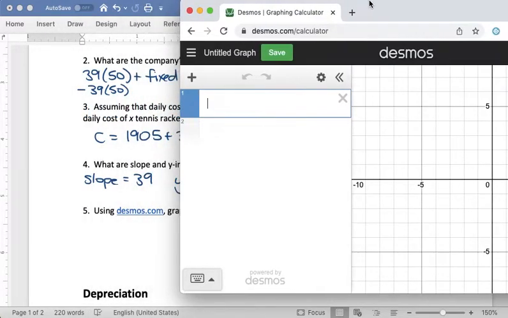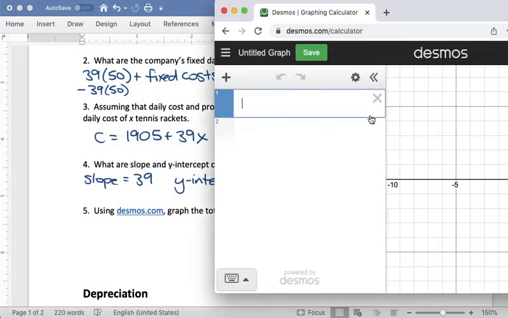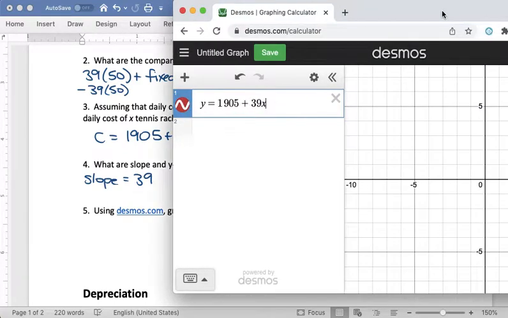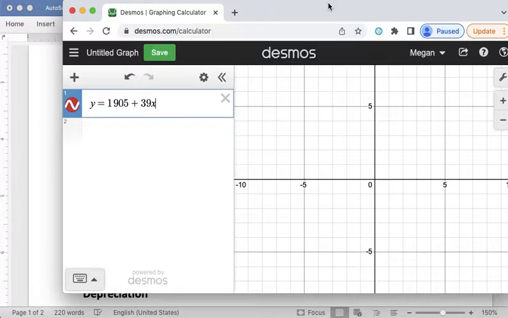So my equation here, I'm going to use y instead of c, but same idea, 1905 plus 39x. So once I do it, I don't see anything on the graph, but that's because my scale is not correct for seeing this line. I see that my y-intercept is 1,905, so I need to move quite a ways up in order to see the line.